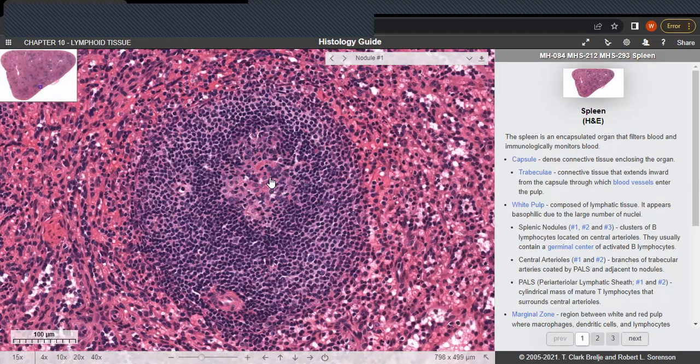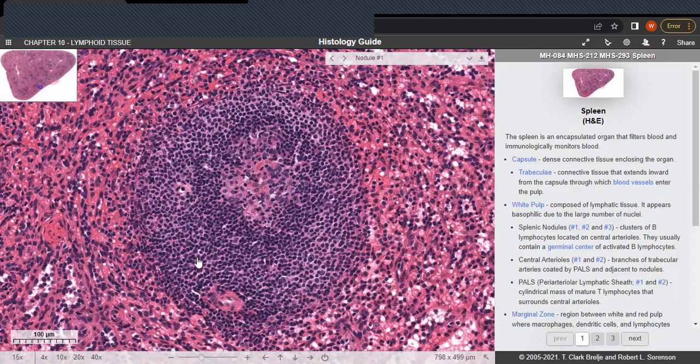Why B? Because B stands for the bursa of Fabricius. It's a cloacal diverticulum in members of class Aves. In birds, it produces B lymphocytes. But remember, in humans, B lymphocytes come directly from the bone marrow and into the lymphoid tissue, where they will undergo activation. So this is the germinal center.